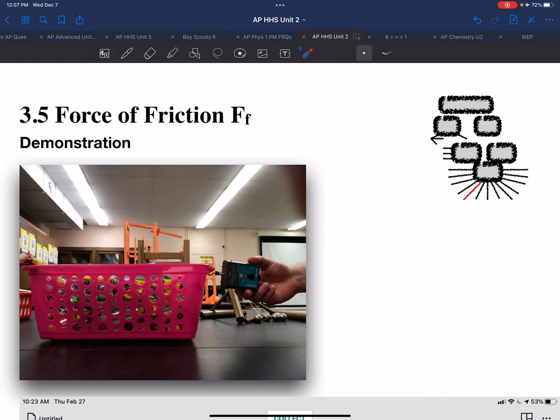Basically what we're going to do in this experiment is explore friction by attaching this force sensor to this crate, and I'm gradually going to increase the force I'm applying to it. And eventually it will start to move. And once it's moving, I'm going to try to pull it at constant velocity.